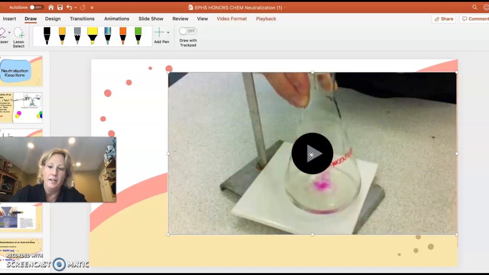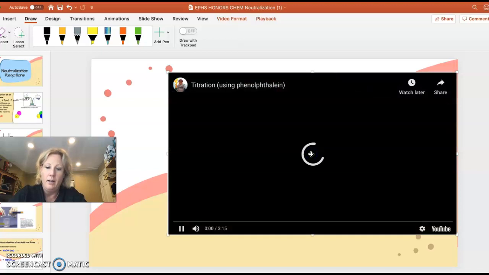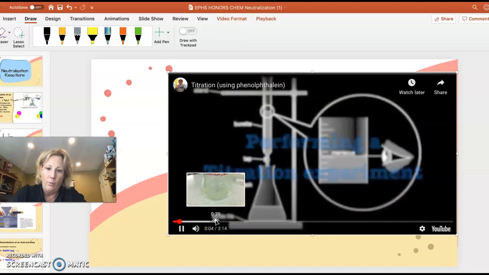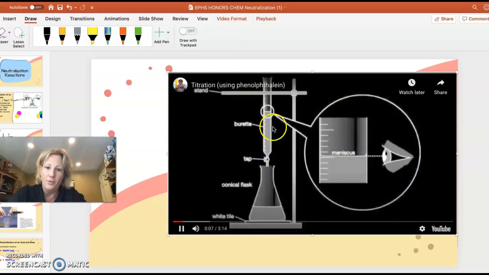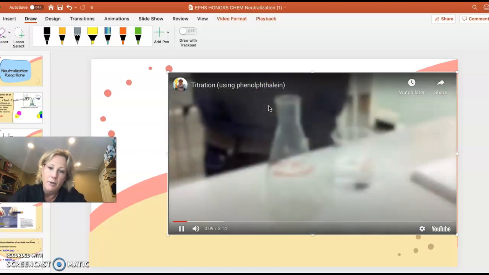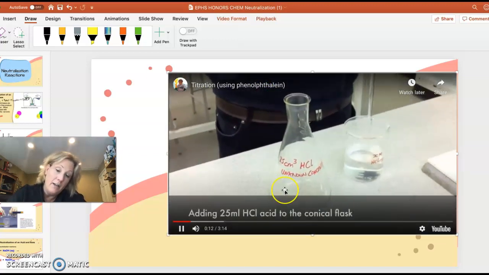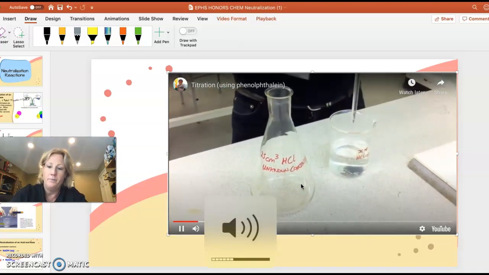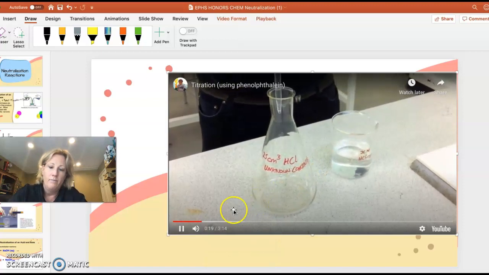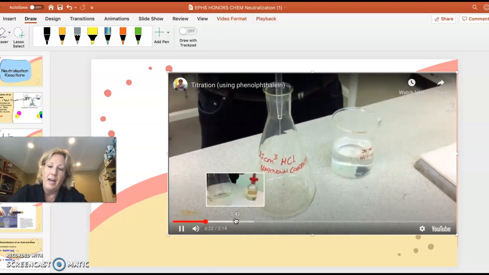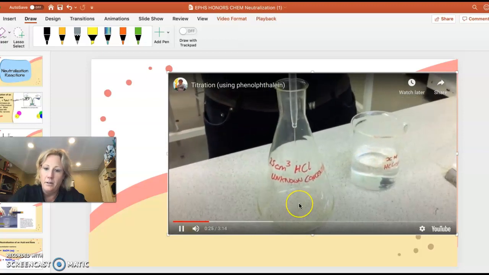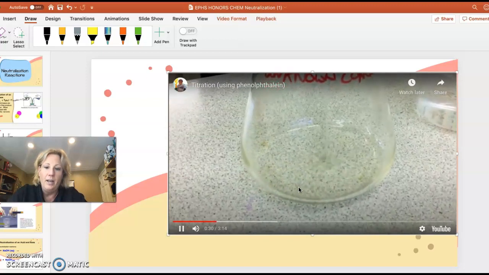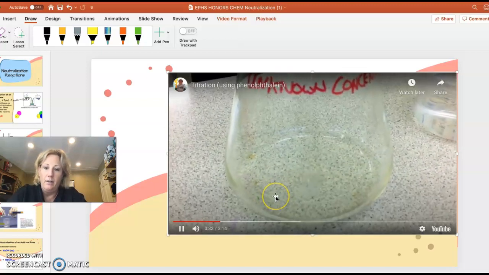So I just wanted to show you, and I'm going to fast forward through it, an example of a titration. We would have used sodium hydroxide in the burette, and then a different unknown acid one time, and hydrochloric acid in the bottom another time. This person is adding a certain amount of hydrochloric acid, and we're going to calculate that volume really carefully because you're going to use that to calculate the molarity of that acid.